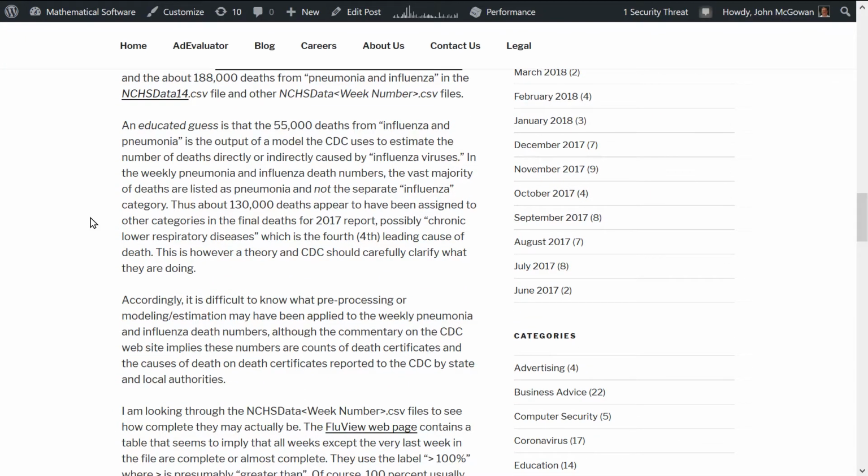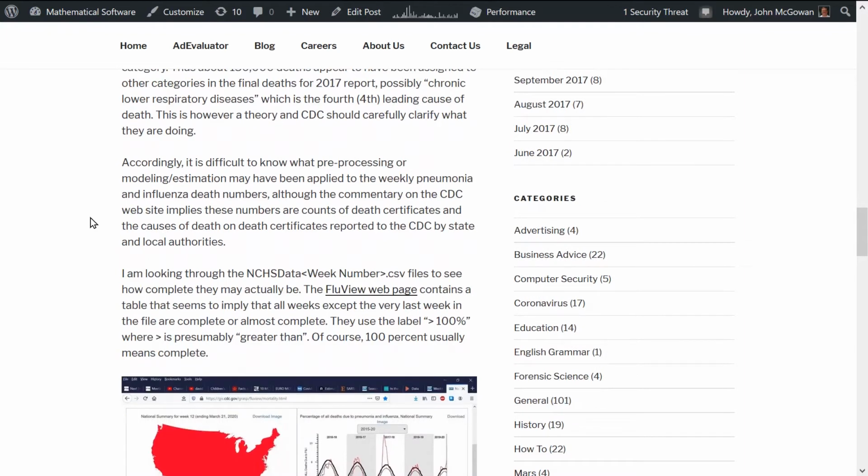An educated guess is that the 55,000 deaths from influenza and pneumonia is the output of a model that the CDC uses to estimate the number of deaths directly or indirectly caused by, quote, influenza viruses, unquote. In the weekly pneumonia and influenza death numbers, the vast majority of deaths are listed as pneumonia, not the separate influenza category. Thus, about 130,000 deaths appear to have been assigned to other categories in the final deaths for 2017 report, possibly chronic lower respiratory diseases, which is the 4th leading cause of death. This is, however, theory, and CDC should carefully clarify what they're doing.